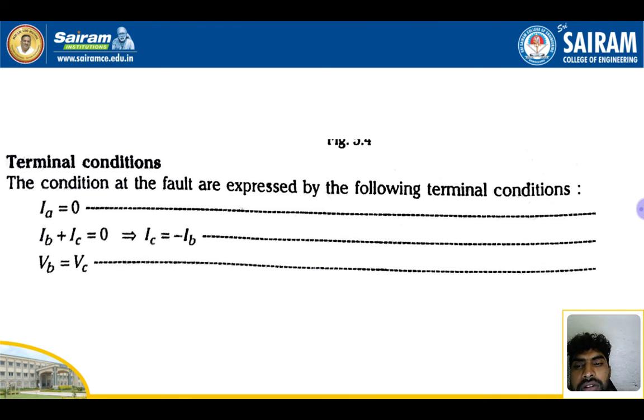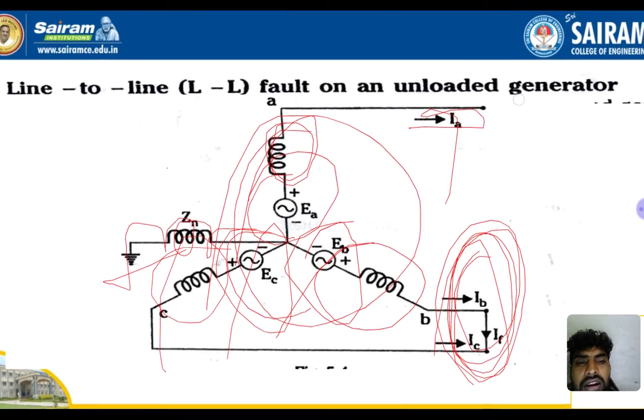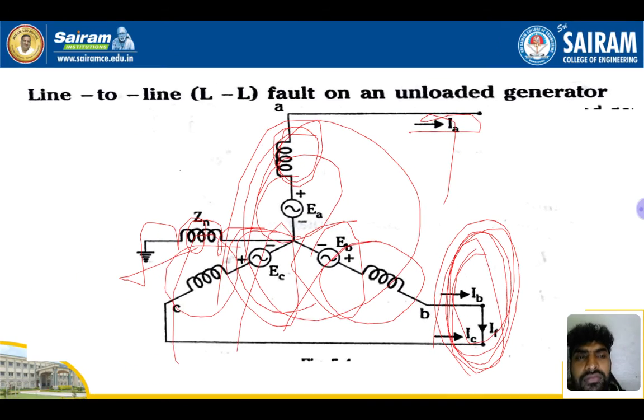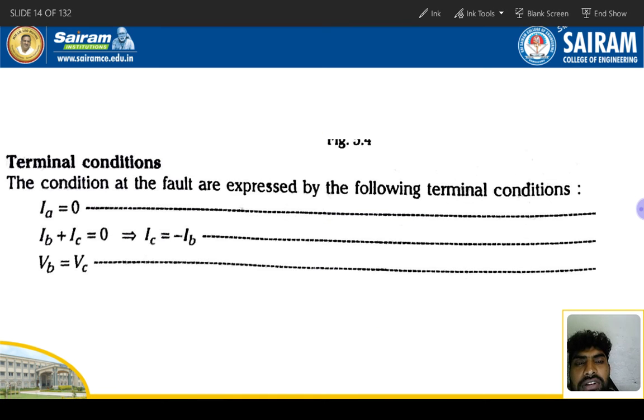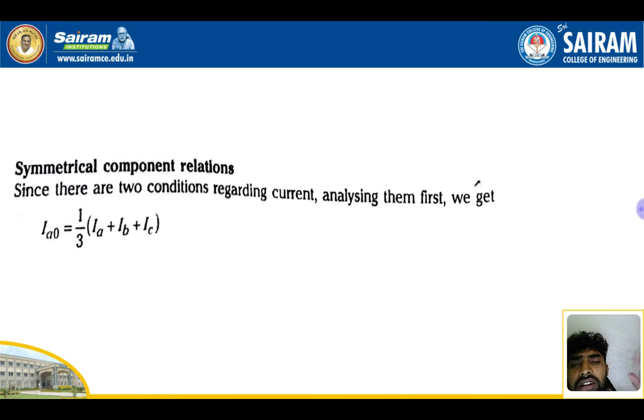See, the conditions at the fault are expressed by the following terminal conditions. IA is equal to 0, because see here, there is no connection over here. And IB plus IC is equal to 0, because both the terminals are shorted, right? So IB plus IC is equal to 0 on the output side, and VB is equal to VC, right? So those are the conditions. Symmetrical component relation: I0 is equal to 1 by 3 (IA plus IB plus IC).